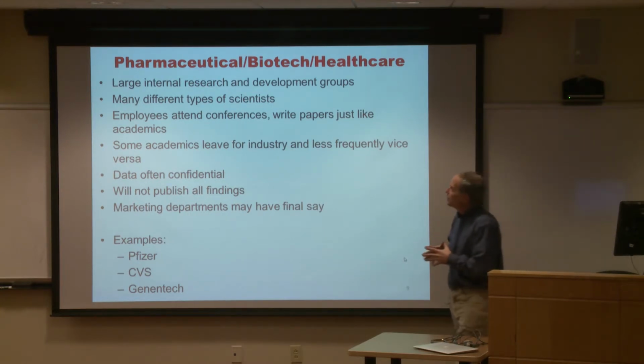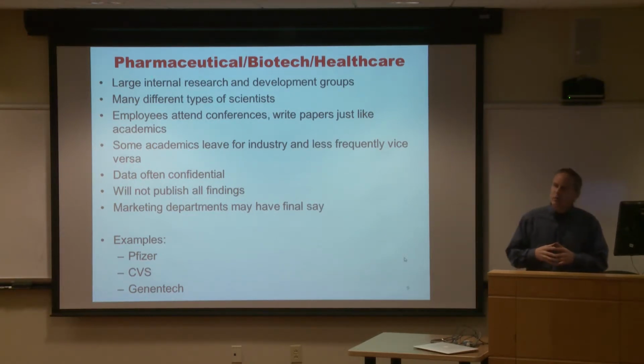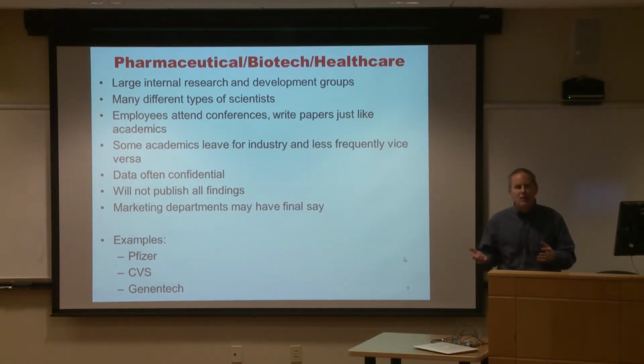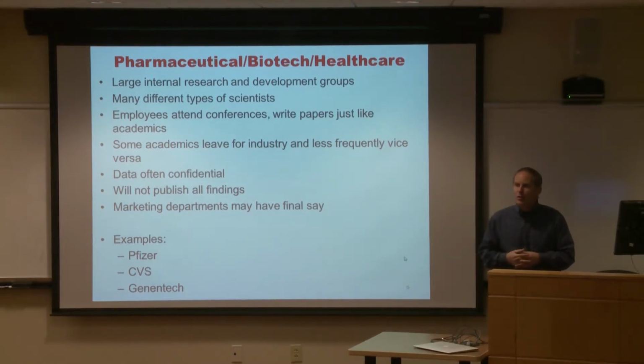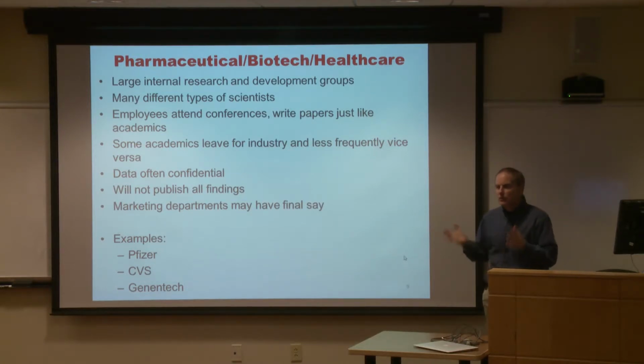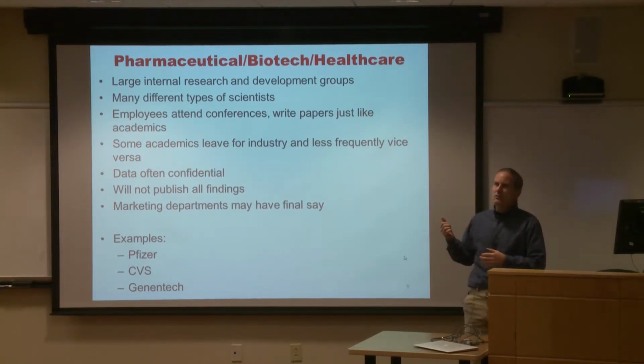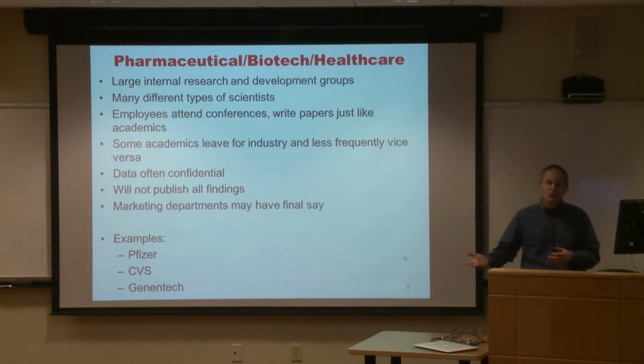Now, in pharmaceutical and biotech and healthcare, there are a lot of internal research and development groups as well. All of the big companies have loads and loads of chemists and geneticists and computer scientists and so forth, who are making sure that all that research is being done, that they're churning through all the different molecules to see what will turn into the latest blockbuster drug. There are many different types of scientists there. As I say, there could be psychologists, environmental scientists, computer scientists, neuroscientists, and so forth.